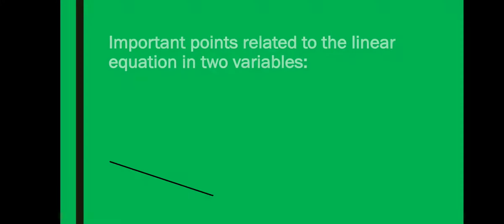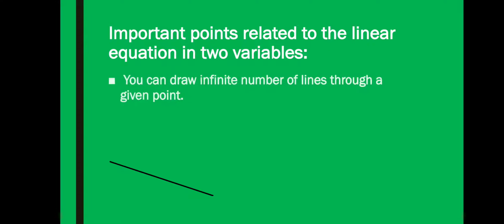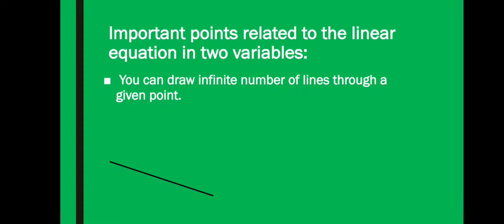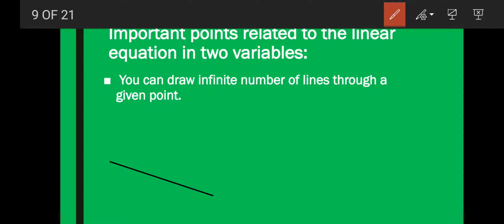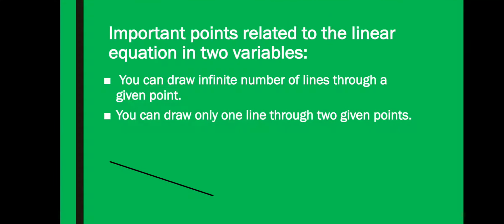Now today, before starting the second question of this exercise, we will discuss the important points related to the linear equation in two variables. First point is, you can draw infinite number of lines through a given point. Let us consider you have a single point, and the second point is you can draw only one line through two given points.